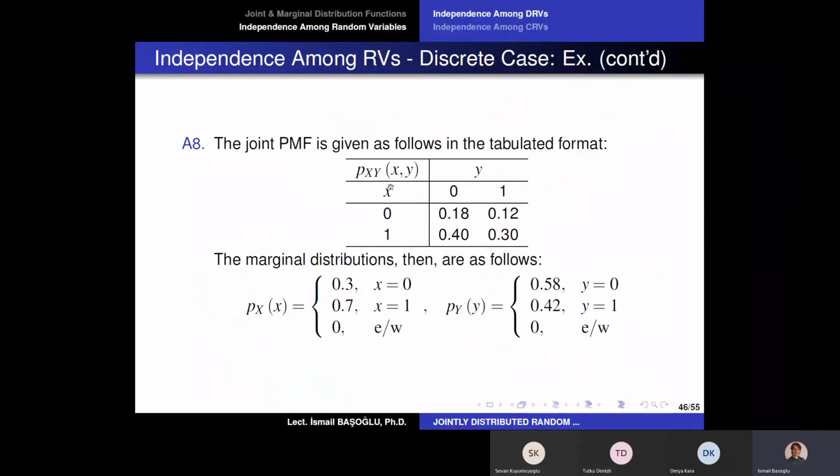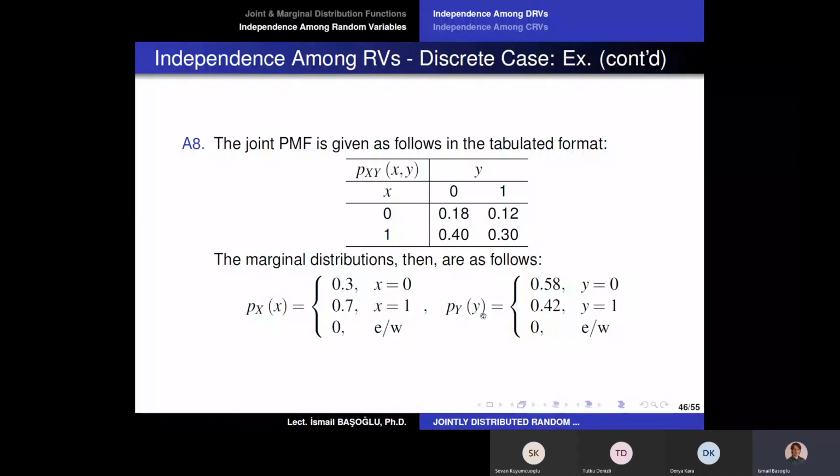So x can take 0 and 1 values, y can take 0 and 1 values, and the joint probability mass values at every corner are like this. Now, I need to determine the marginal distributions, the marginal probability mass functions. And when I determine the tabulated format here, the marginal probability mass function of x is going to be equal to 0.3 for x being equal to 0, which is the sum of that row, and 0.7 for 1.